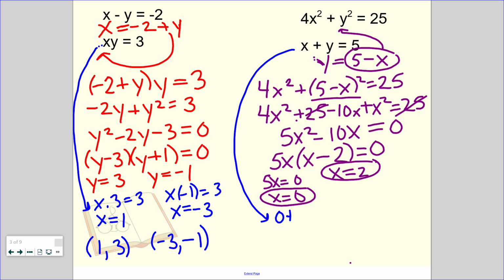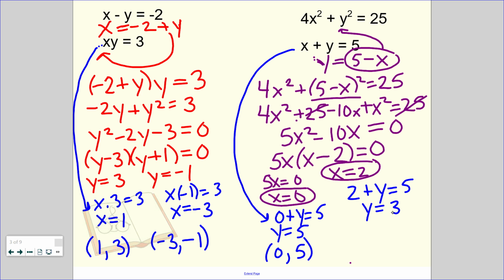If I have 0 plus y equals 5, I know y is 5. So my final point there is 0, 5. If I know x is 2, 2 plus y must equal 5, so y equals 3. So my final point there is 2, 3.